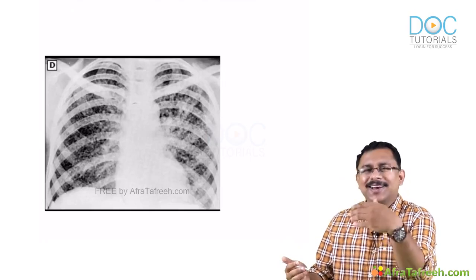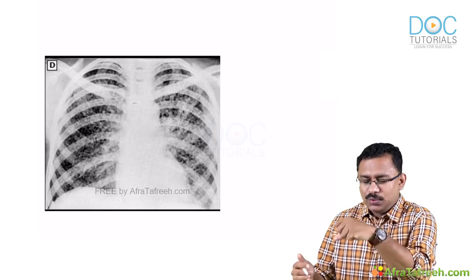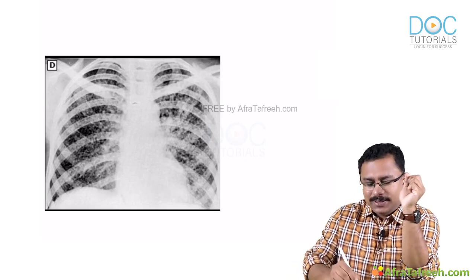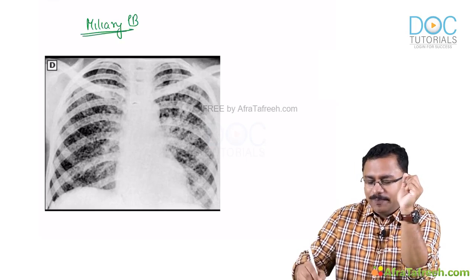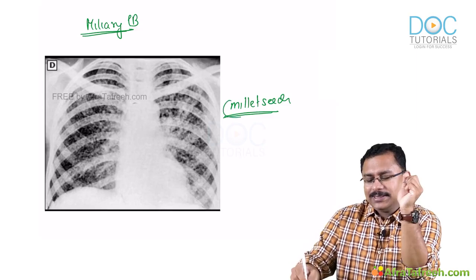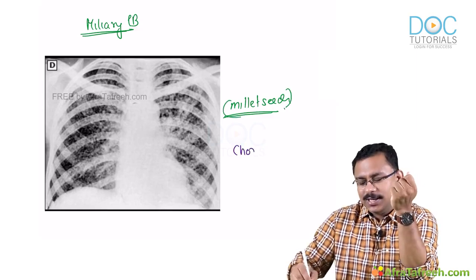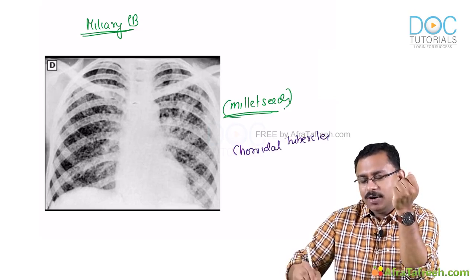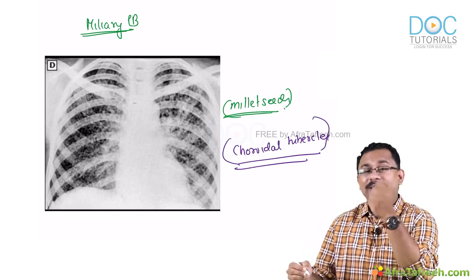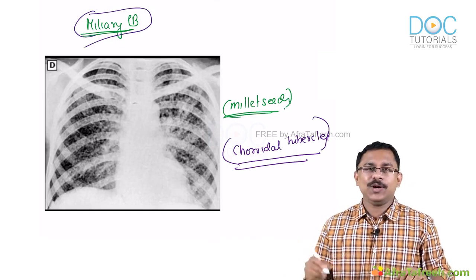And this is a classical miliary tuberculosis where the dissemination has happened. So it is like millet seeds. Okay, this is a miliary TB, just like your millet seeds throughout the lungs. And in such individuals, when you do the fundus examination, you are likely to see choroidal tubercles. You might have learned this in your ophthalmology as well. So that's your miliary tuberculosis.